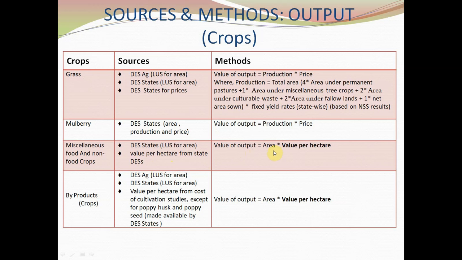So value of output will be area into value per hectare. For byproducts of different crops, we are using LUS from DES Ministry of Agriculture, DES states, and value per hectare from cost of cultivation studies, except for poppy husk and poppy seed, for which data is provided by DES states, and value of output will be area into value per hectare.